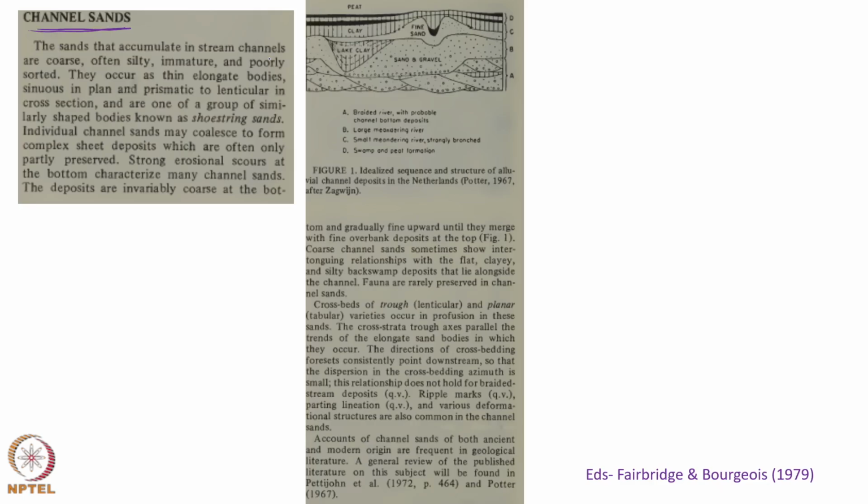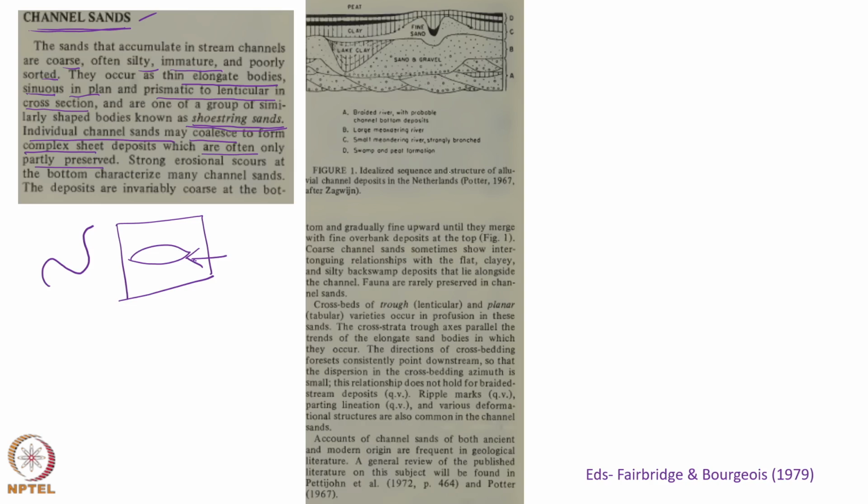The sands that accumulate in stream channels are coarse, often silty, immature and poorly sorted. They occur as elongated thin bodies, sinuous and prismatic or lenticular in cross section. This is a lenticular geometry. So, in vertical cross section, the channel sands can look like this. The term shoestring sand is there in the literature, which includes the channel sands. And these individual channel sand bodies can coalesce, that means can join to form complex sheet deposits, which are often only partly preserved and partly destroyed.